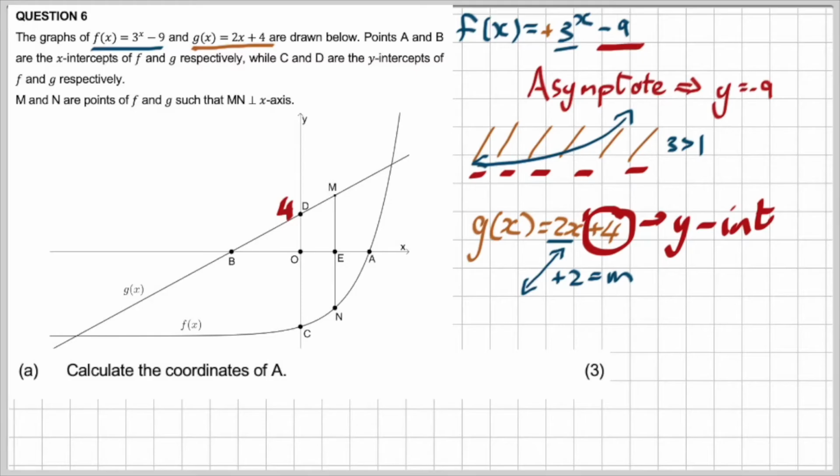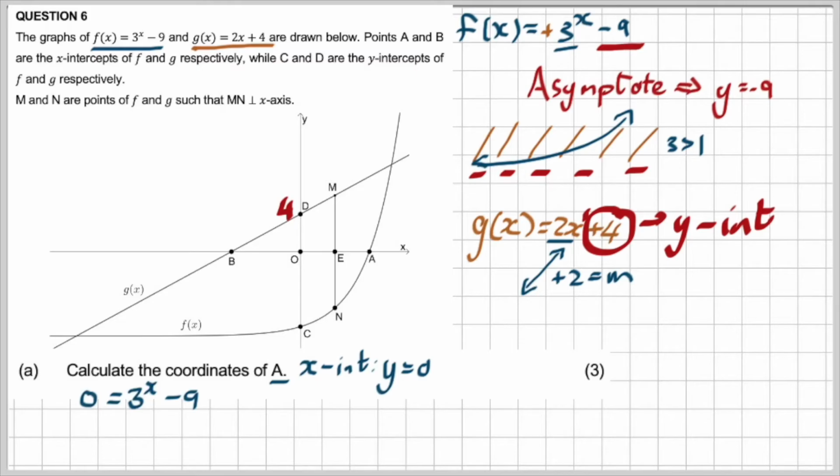What are the coordinates of A? What makes A so special that you would be asked to determine it? Well, A is the x-intercept. And how do I determine the x-intercept of any graph? Well, y must be 0. And it's not just for any graph, it's for the exponential graph. So 0 is 3 to the x minus 9.